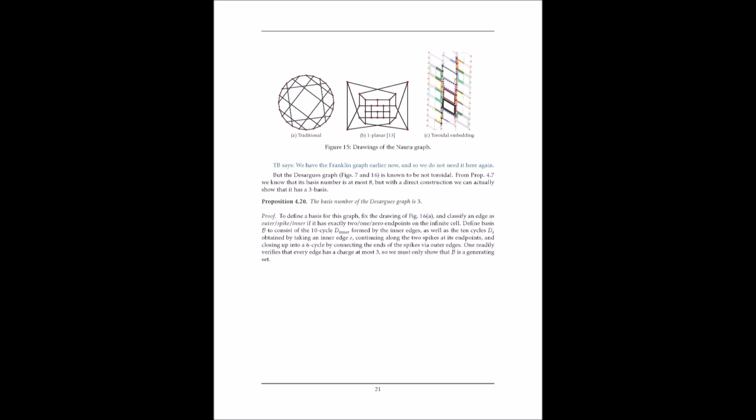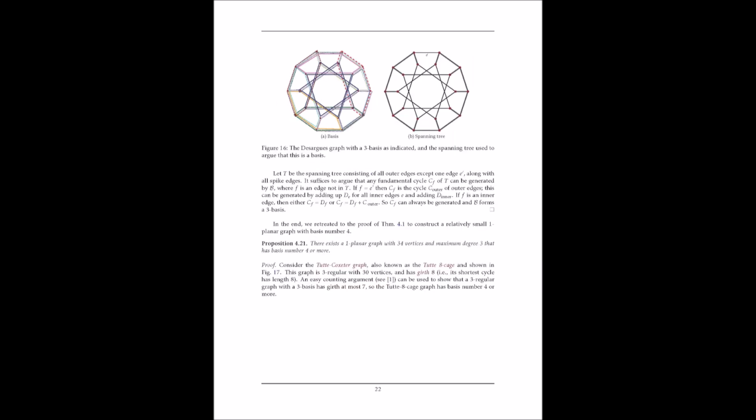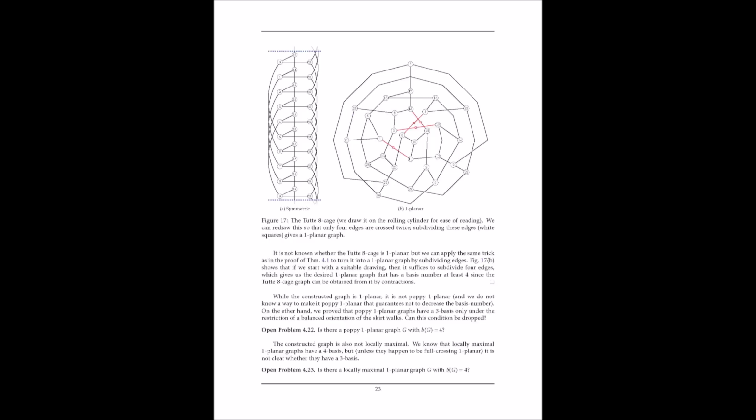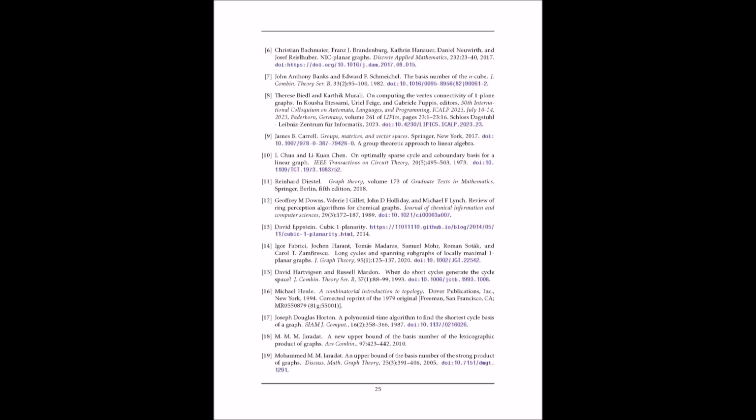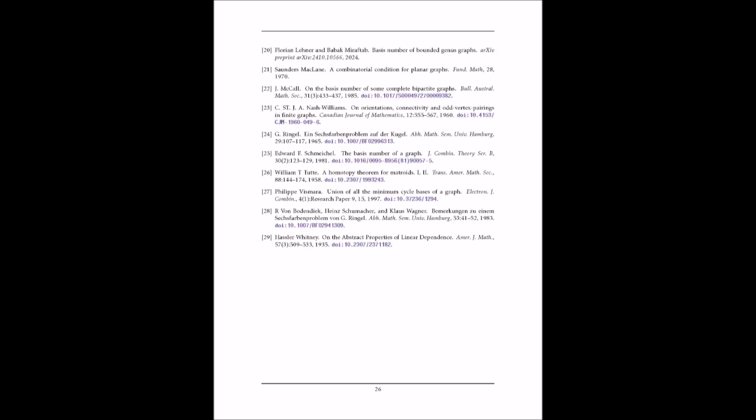Okay, and so what about those poppy one planar graphs that aren't full crossing? Right. So they can also have a basis number of at most 3, but only if they have this thing called a balanced orientation of their skirt walks. Okay. And so a balanced orientation is just a way of directing the skirt walks such that for any crossing, exactly two skirt walks go clockwise and two skirt walks go counterclockwise. And so this balanced orientation is crucial for getting that 3-basis.